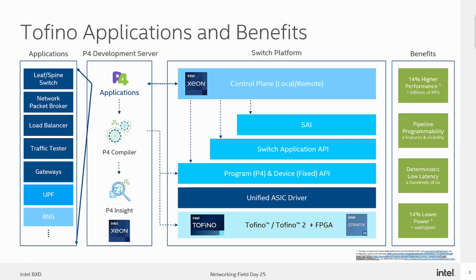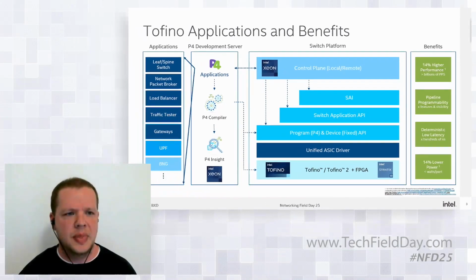So this really makes the whole platform fully programmable and provides a programmable packet processing pipeline, which is primarily built for the traditional commodity switching applications like leaf spine and top-of-rack switches. But thanks to all that flexibility, it can also be used in other applications, including packet brokers, load balancers, traffic testers, and different types of gateways.